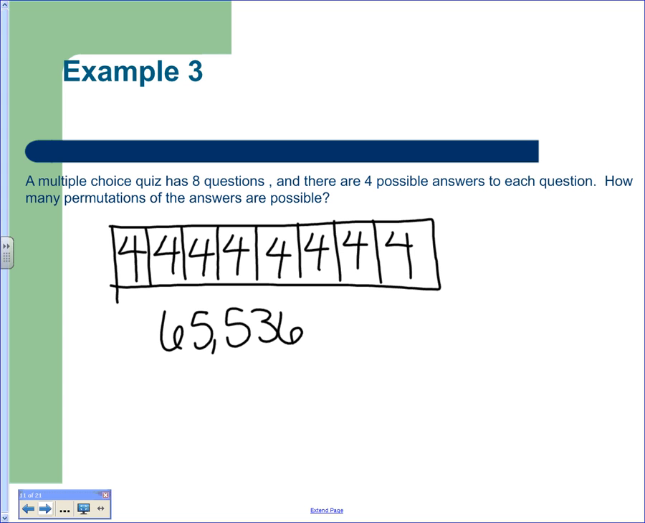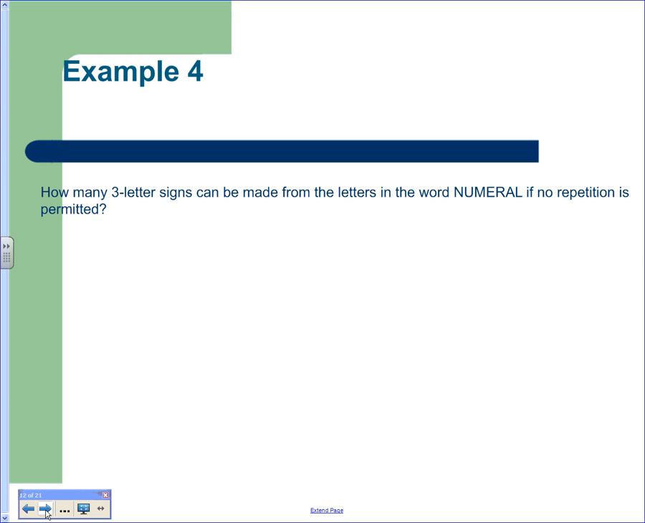So, how likely are you to guess the right answer on all 8 of them? Not very likely. If you don't know what you're doing, guess it. The likelihood of getting all 8 of them right just by guessing is 1 out of all of that. Okay. All right. Try this one by yourself.